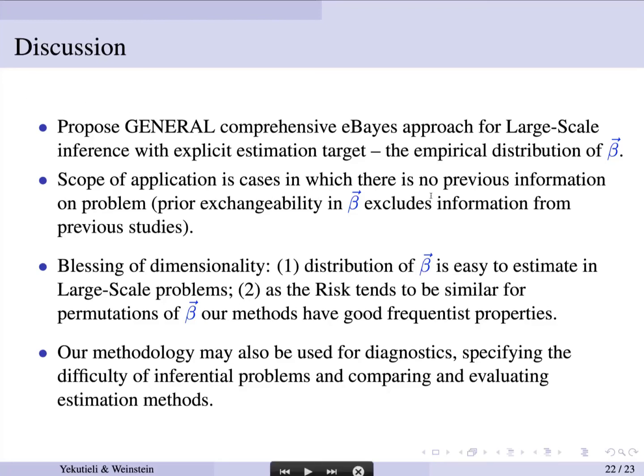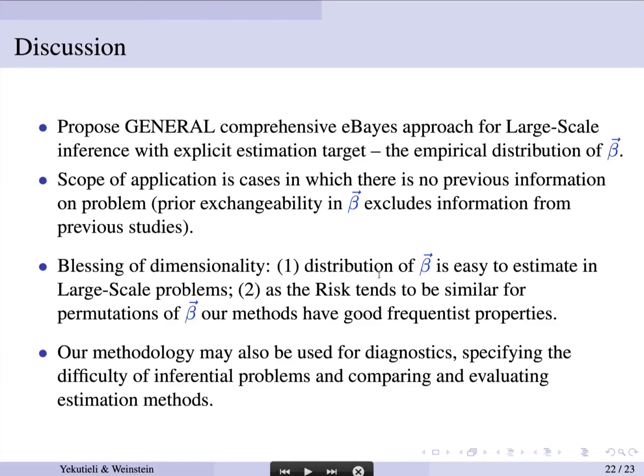Scope of application: cases where we have no previous information on the problem. Why is that? Because prior exchangeability in beta, this idea that we essentially look at all permutations as equally probable, means that we can't use any prior information from previous experiments. I mean, we would want to, but no one does. But this is the scope of application. If you have actual informative priors, by all means use them. It makes more sense to use them. Once we look at the beta as exchangeable, we have to throw out all the information we have.